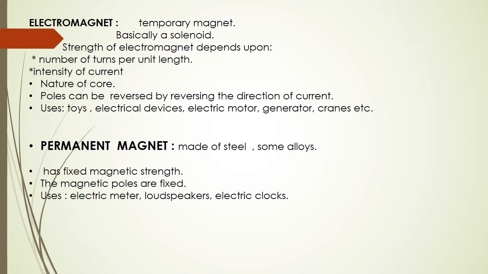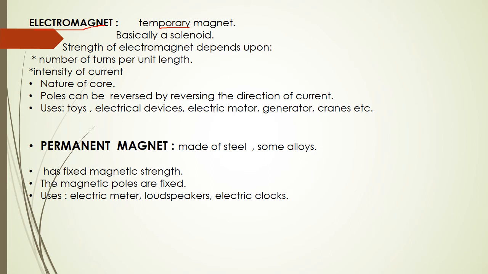Now we come to electromagnets. What are electromagnets? Electromagnets are magnets which gain magnetic property due to electric current. They are called electromagnets. It is a temporary magnet. Why is it temporary? Because when you switch off the electric current in the wire, it will lose its magnetic property. So it is a temporary magnet.